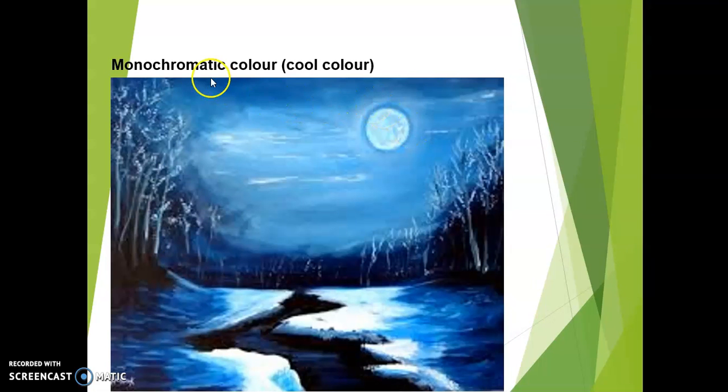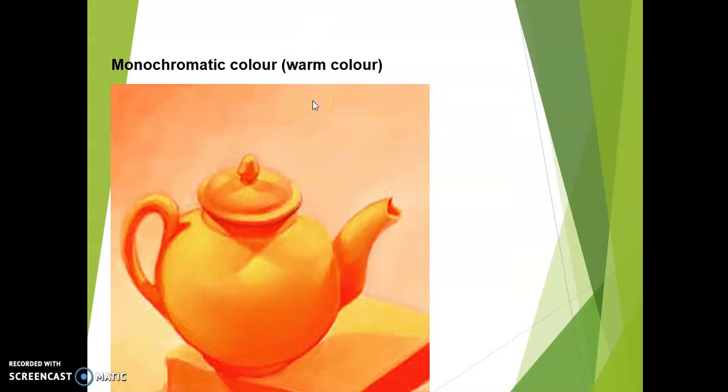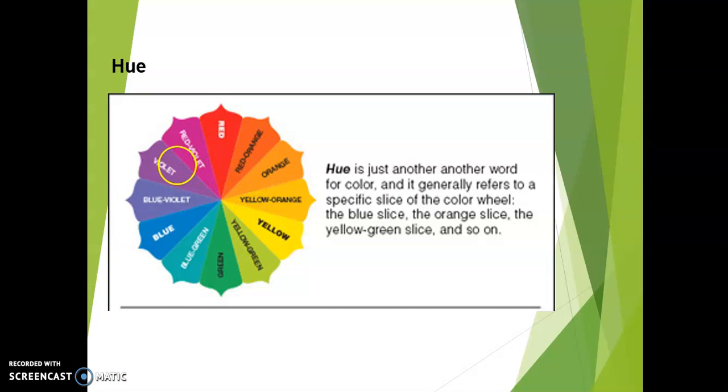This is a monochromatic color painting using one cool color. You can see different tones. And here is a warm color monochromatic painting. Again, hue, as I've explained, is just another word for color. It generally refers to any color. If anyone says hue or color, you know what they mean.